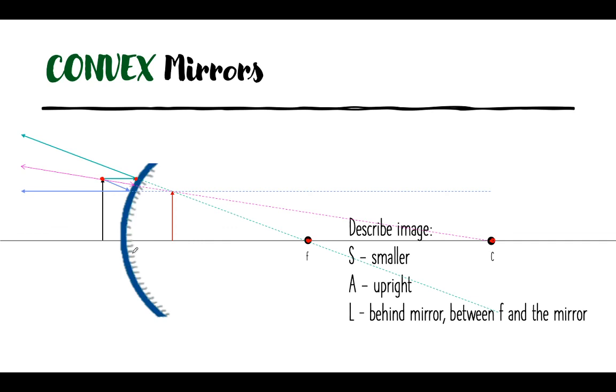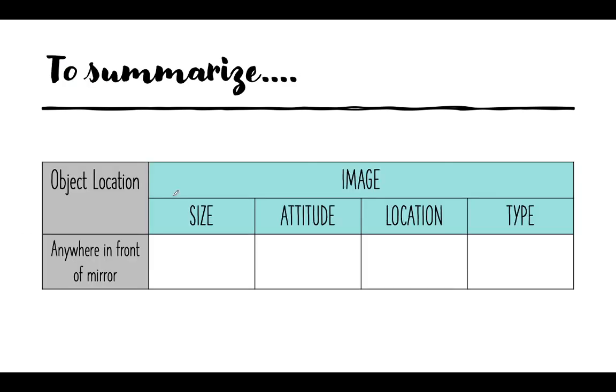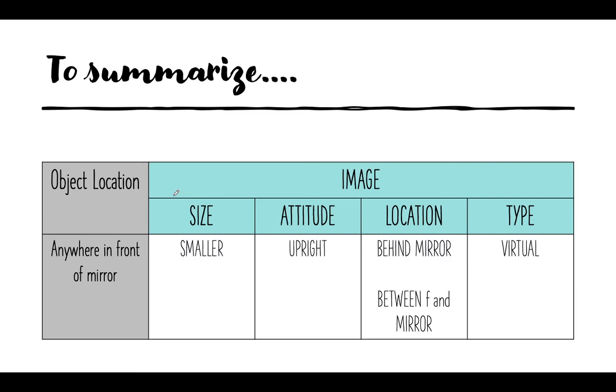Lastly, we're on to type. So again, from all that we've mentioned about real and virtual images, in this scenario, all of the reflected light that's coming back, none of them converge to make an image. Instead, our brain makes an interpretation of what or where those lines will meet behind the mirror to create an image. That is why this is a virtual image. So again, to summarize the SALT for a convex mirror, I've got this chart there, fill it in. The size is smaller, attitude is upright, location's behind the mirror, and the type is virtual.